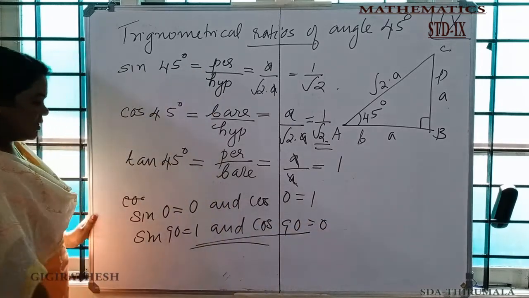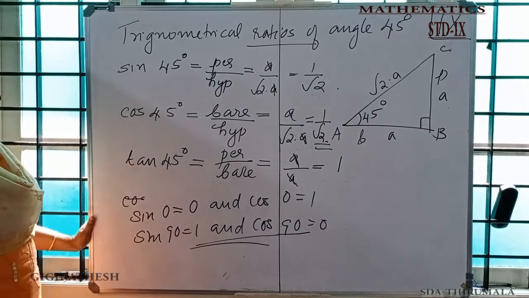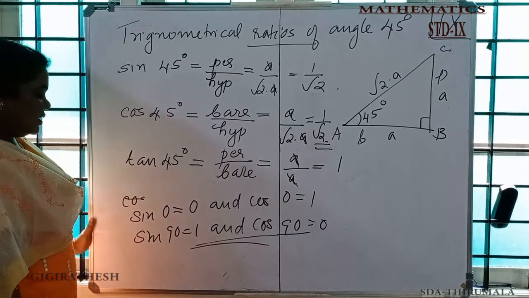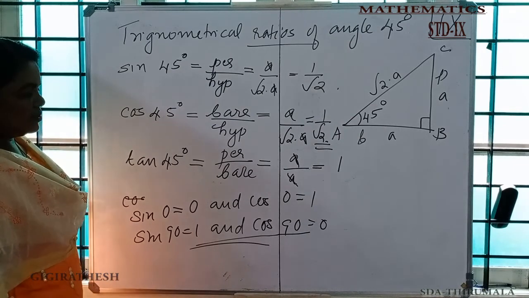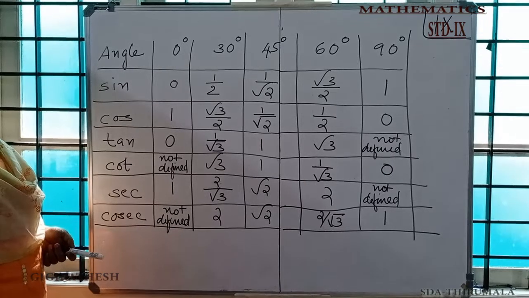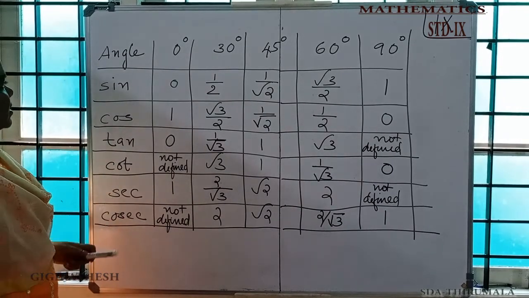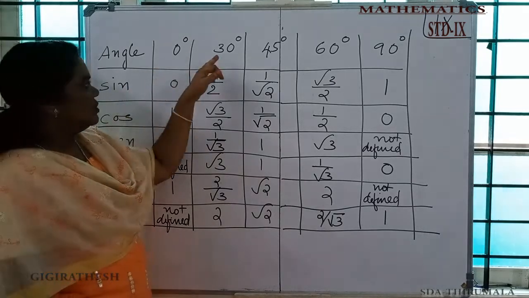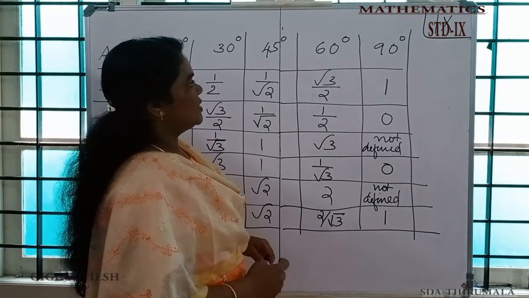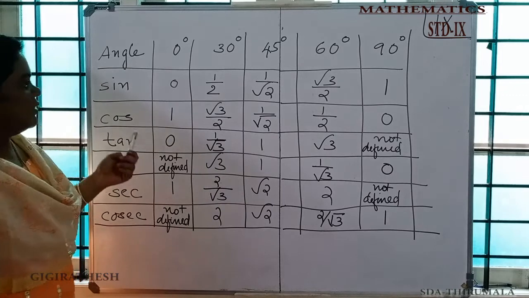Also remember these values: sine 0 is equal to 0, cos 0 is equal to 1, sine 90 is equal to 1, and cos 90 is equal to 0. Here are the values of standard angles. The angles are 0 degree, 30 degree, 45 degree, 60 degree, and 90 degree. And what are the values of these ratios?